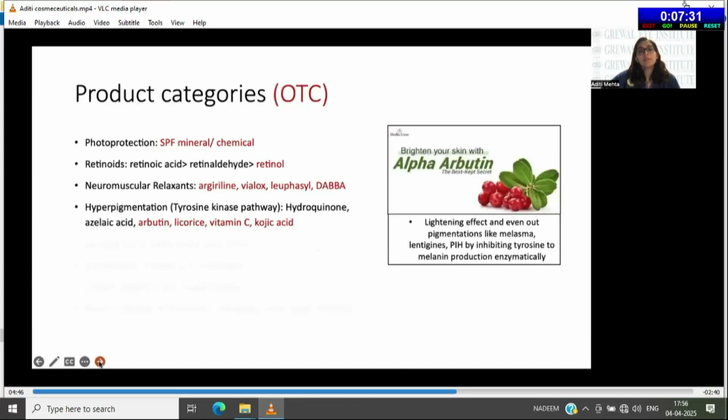The next is products specifically targeting hyperpigmentation, which can act either via masking or by reducing the melanin appearance or production, that is, by the tyrosinase pathway. The main products in this category include hydroquinone and azelaic acid, which are prescription based, and the cosmeceuticals like arbutin, licorice, vitamin C, and kojic acid.